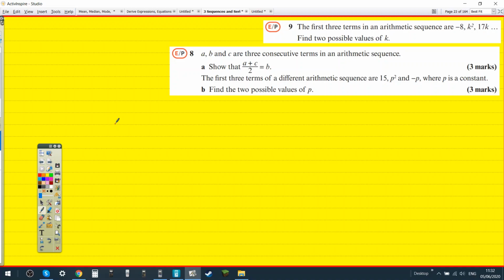So something like, would I need to do k squared equals minus 8 plus d, and 17k equals minus 8 plus 2d? Yeah, say the second one again, sorry. Minus 8 plus 2d equals 17k. Yep. What could you do next?